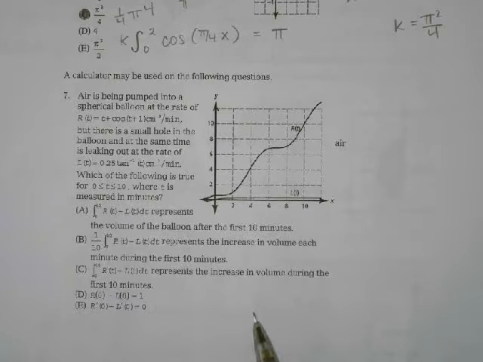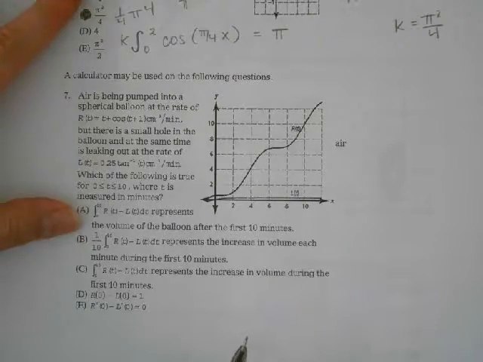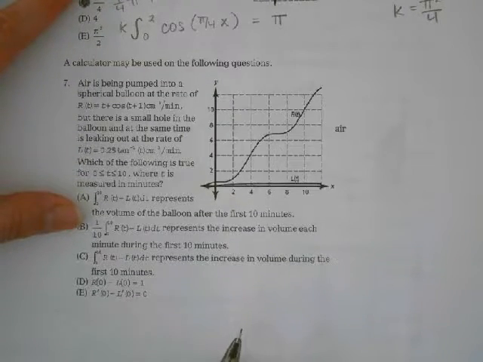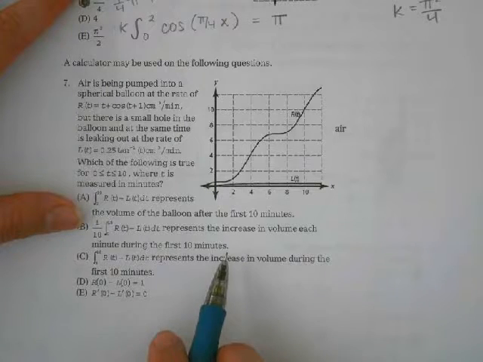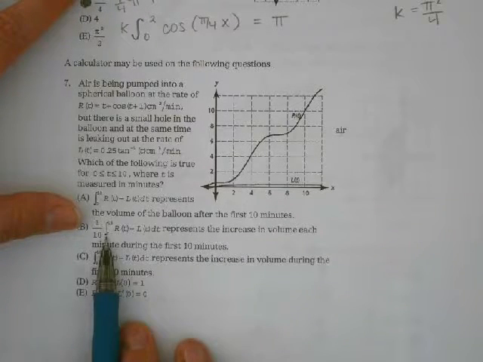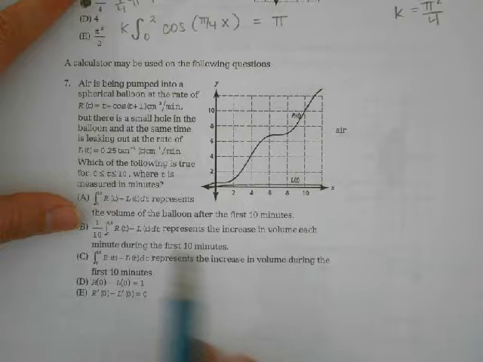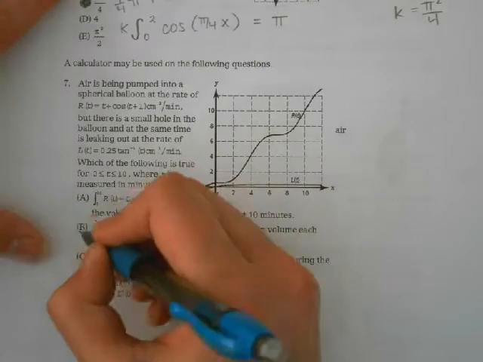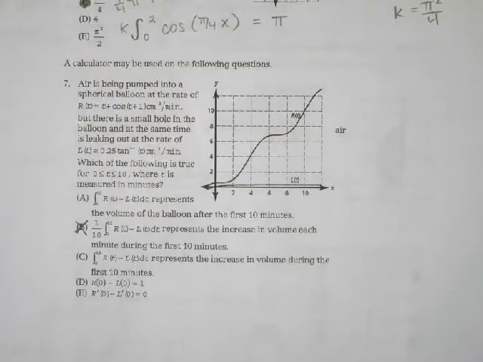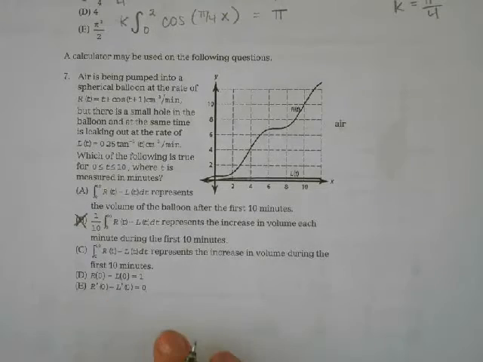So when I looked at this, there's a couple answers you can get rid of pretty quickly. When I looked at B, I was like, that's definitely not true, that there's an increase of volume each minute during the first 10 minutes. The increase in volume is not going to be the same. That's kind of how I took that problem, I guess this would be the average value. But I got rid of this one real quick. And then I started looking at D and E. I wanted to get rid of those quickly too.